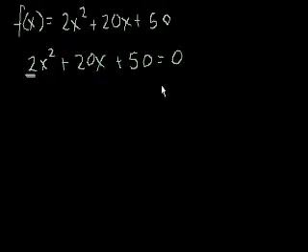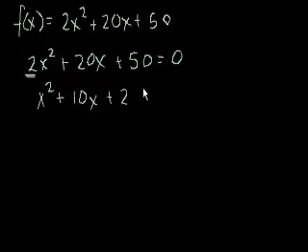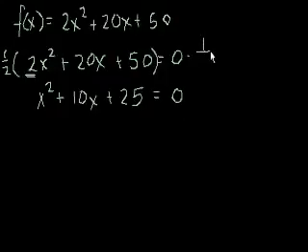So let's divide the whole equation, both the left and right sides, by 2. And I get x squared plus 10x plus 25 equals 0. So all I did is I multiplied 1/2 times this. It's the same thing as dividing by 2. I did times 1/2. And of course 0 times 1/2 is 0.